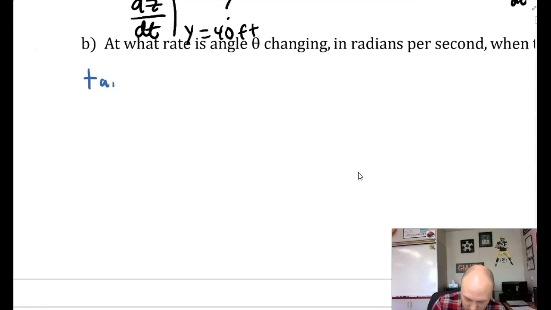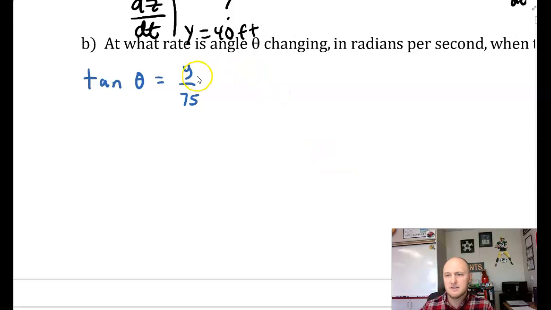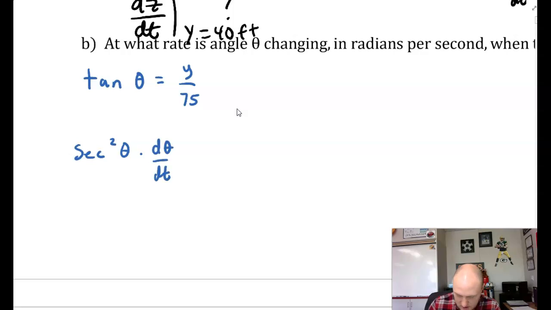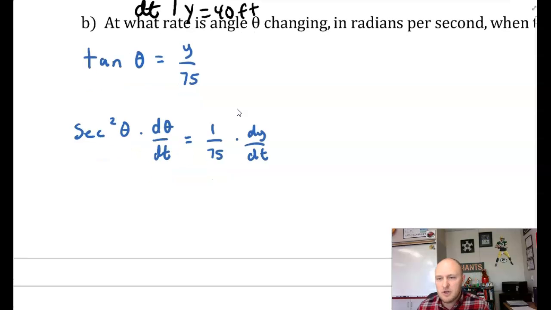I have tangent of theta is equal to, and that was y over 75. Now again, I'm going to leave y as a variable, not as 40, because that value is changing. Now I'm going to go ahead and differentiate with respect to time. So the derivative of tangent is secant squared theta, now times the derivative of theta with respect to time, so d theta dt, which is equal to, the derivative of y over 75 is just 1 over 75, times the derivative of y with respect to t. Okay, so there's my equation.